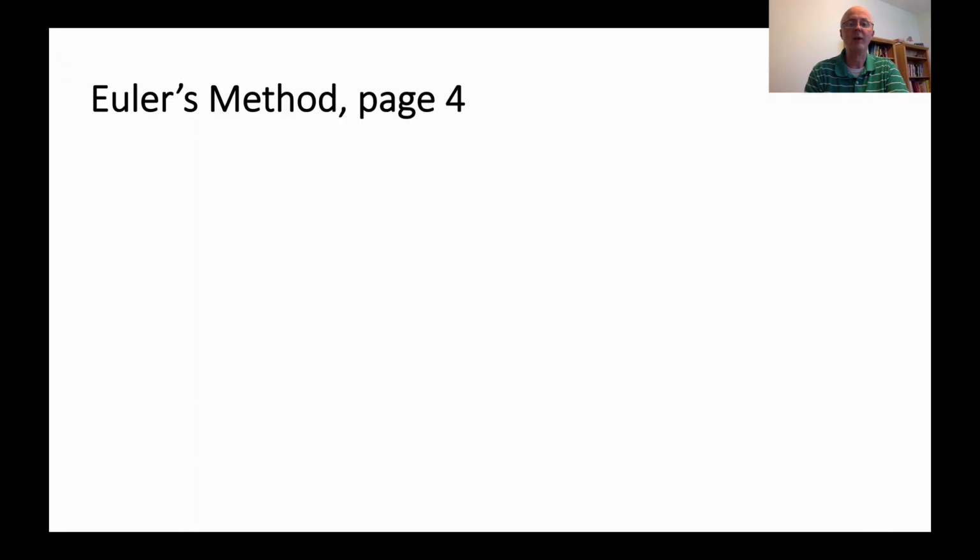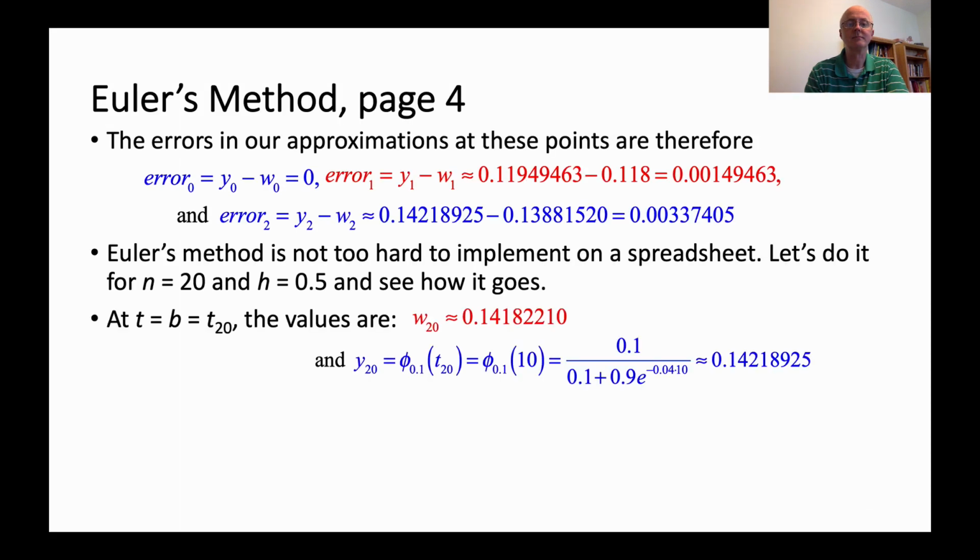Going back to the PowerPoint here. And that's exactly what we see. Okay? Error sub 20. The error after the 20th step, I put one more decimal place in there. Actual value minus approximate value is this.